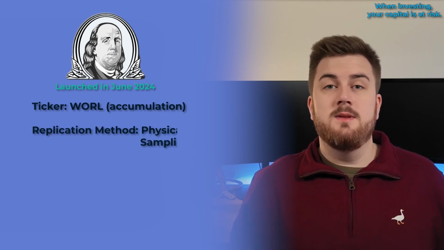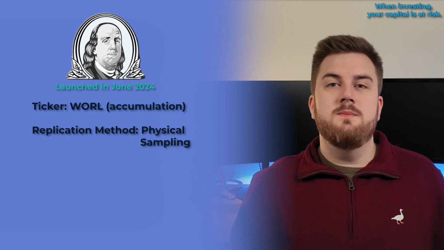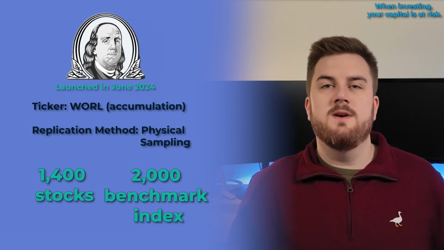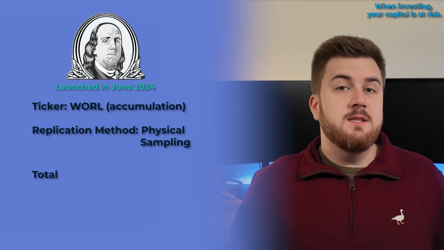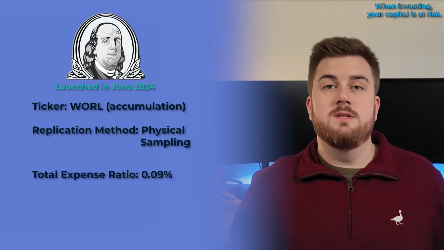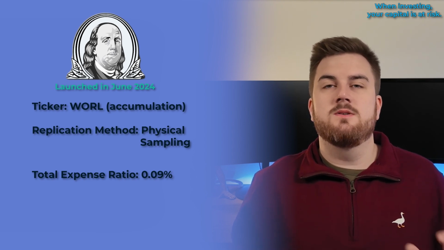It uses physical sampling as a replication method rather than full replication. According to the Franklin Templeton website, the fund holds around 1,400 stocks compared to the roughly 2,000 in the index benchmark. The expense ratio for this ETF is just 0.09%, so they are undercutting Vanguard here. And this may be achieved through that use of sampling and holding less stocks in the actual fund.